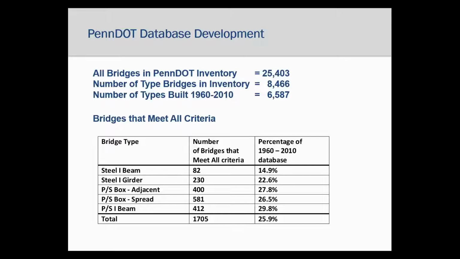PennDOT has over 25,000 bridges in their database. Of those, almost 8,500 are of the 5 types considered in the study. And of the 8,500, over 6,500 were built between 1960 and 2010 for a potential study database. When the 6,587 bridges were subject to the criteria, many of them did not have accurate and complete life history information, which left a database of a little over 1,700 for the life cycle cost study. This is over 25% of the potential bridges represented in the life cycle cost study, which is a pretty good representation.